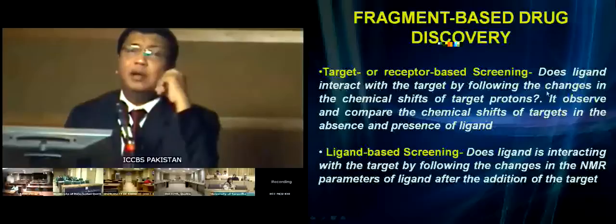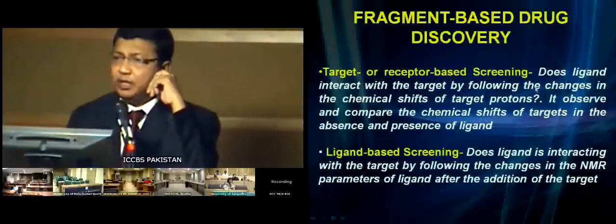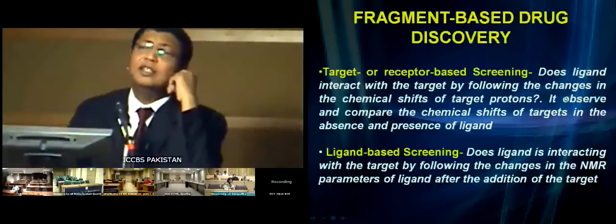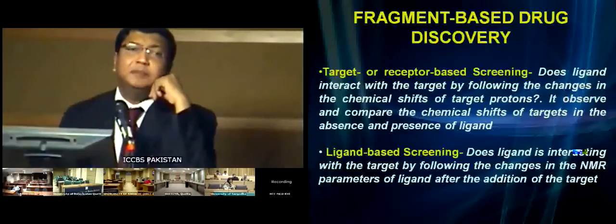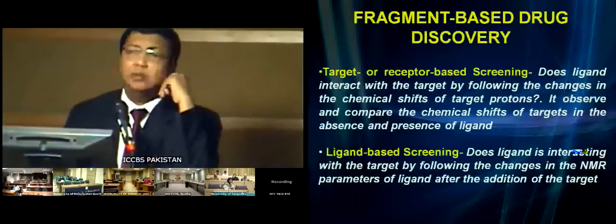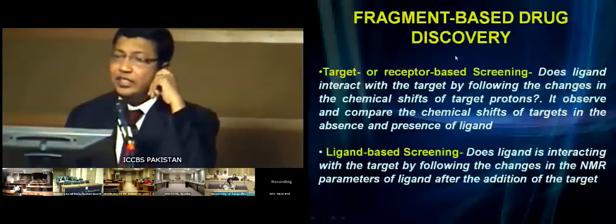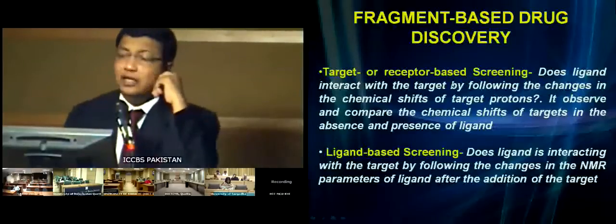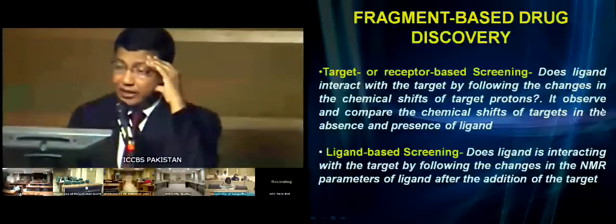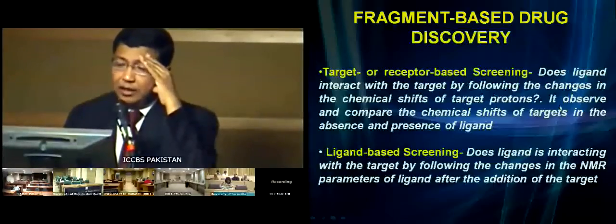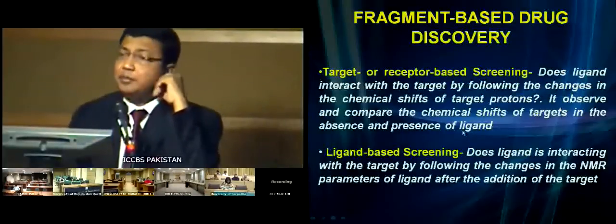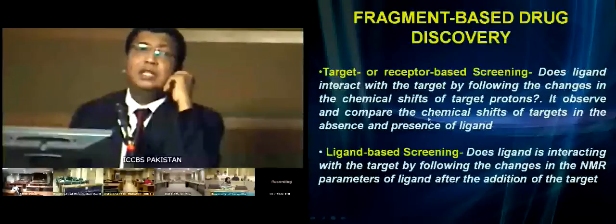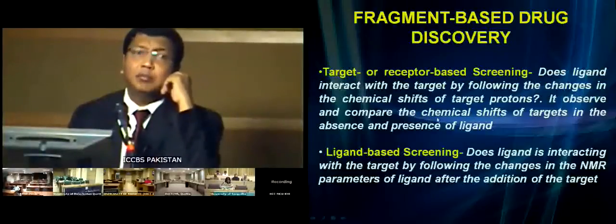Absolutely, electronic environment. And what changed the intensity in NMR spectroscopy other than polarization transfer? NOE, right? So the chemical shift change primarily means that there is a molecule which is interacting and changing the electronic environment, right? And the intensity, so this is one technique. You observe and compare the chemical shifts of targets in the absence and presence of a ligand. In the absence and presence of a ligand, you monitor the chemical shifts of the target molecule.